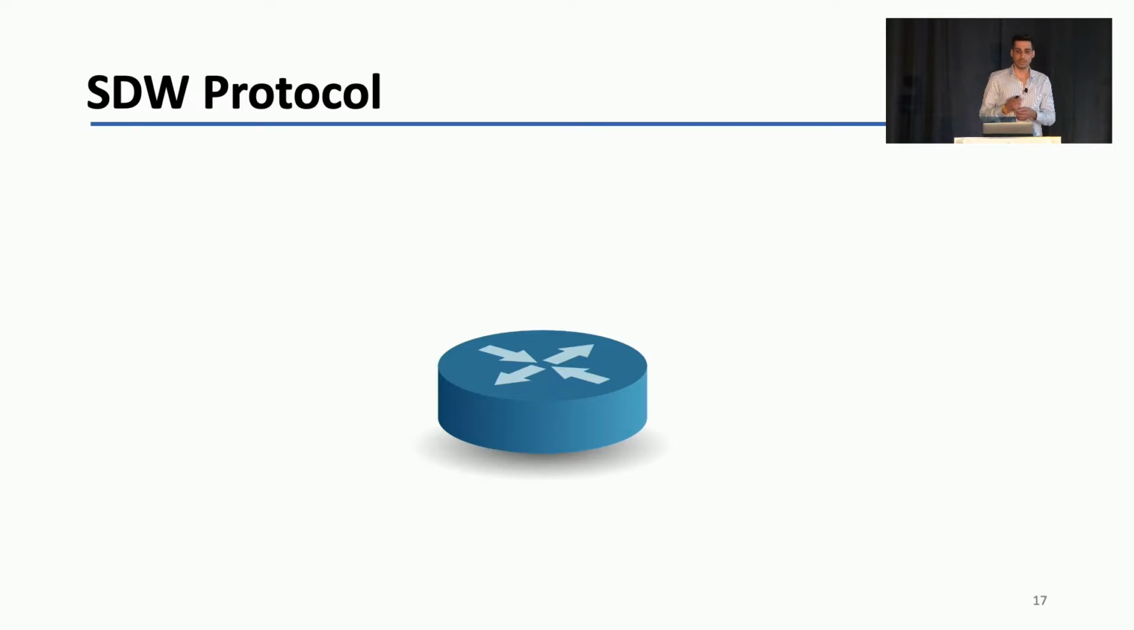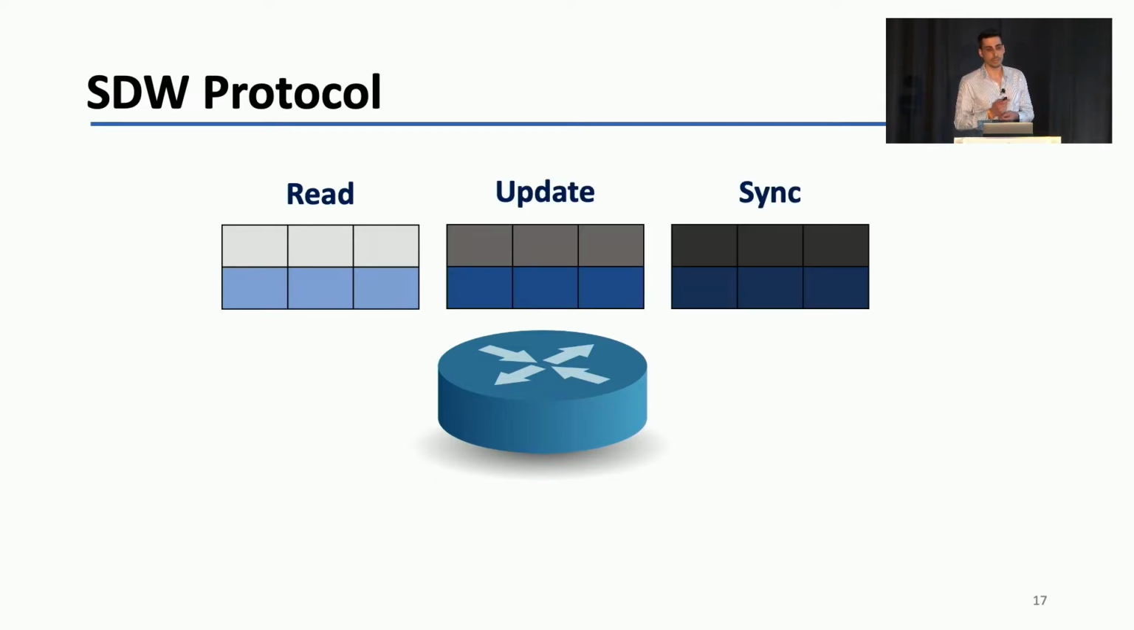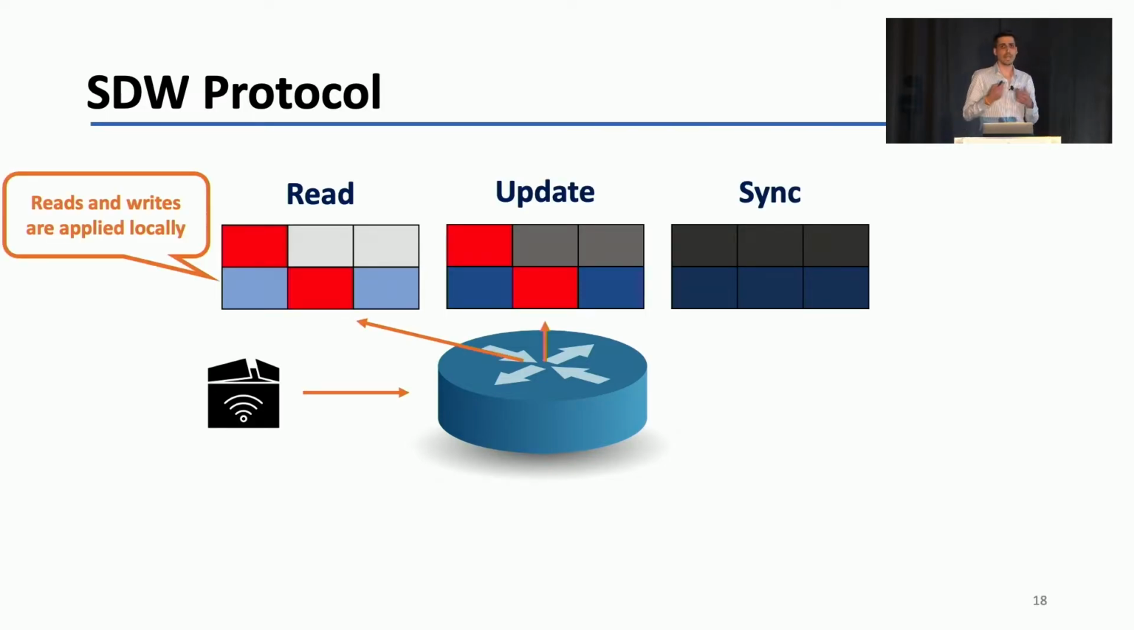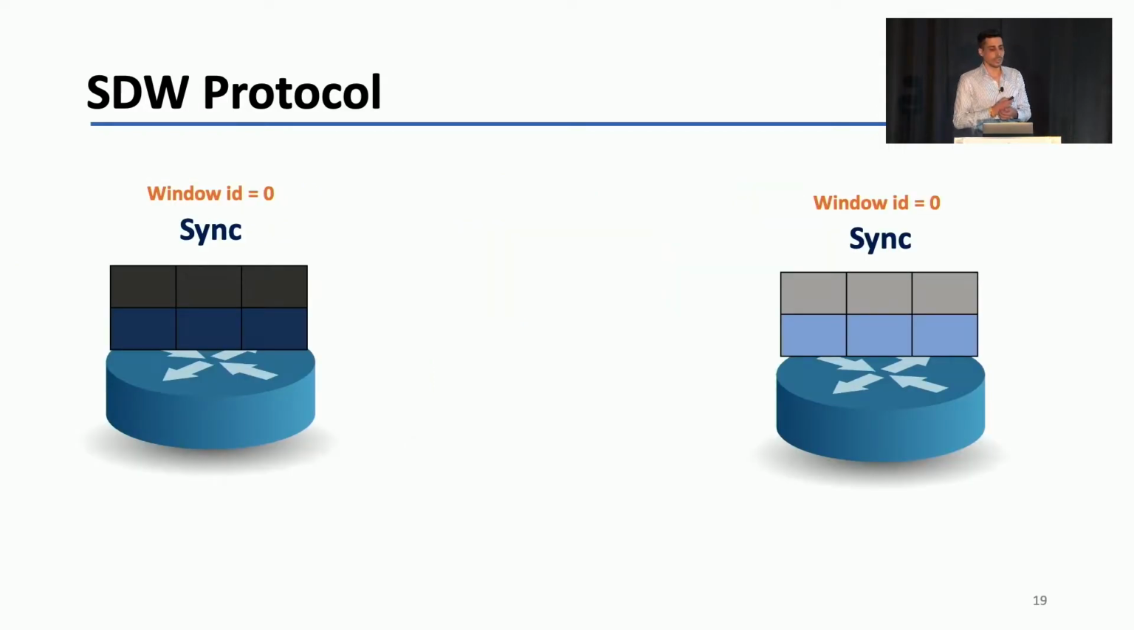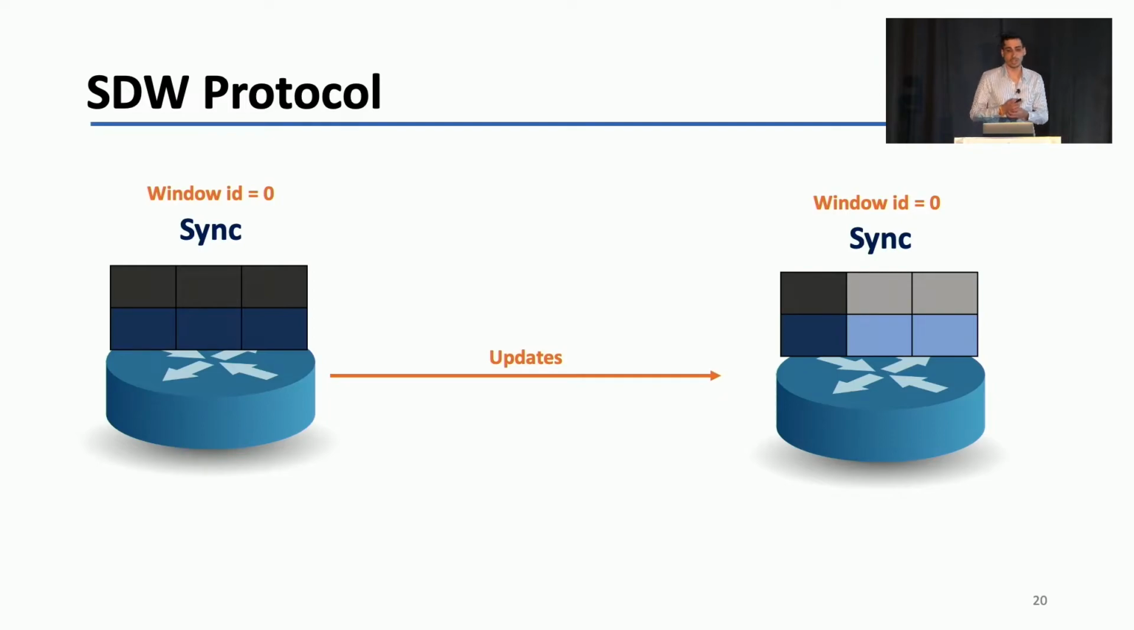So how does it work? Each switch maintains 3 copies of the sketch: a read copy, a write copy, and a sync copy. And when a packet comes in, it can read and write directly to the appropriate copies locally. Now, SDW operates in rounds, and in each round, each switch is going to send its sync copy to other switches. When a switch receives an update, it merges the update with its local state. And when a switch receives all the updates from a particular switch, it can then respond by sending it an ACK.